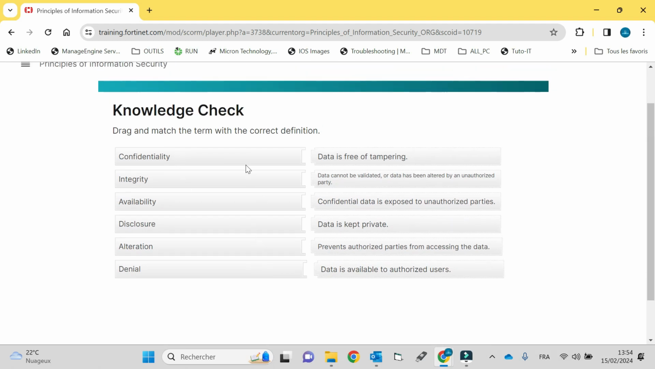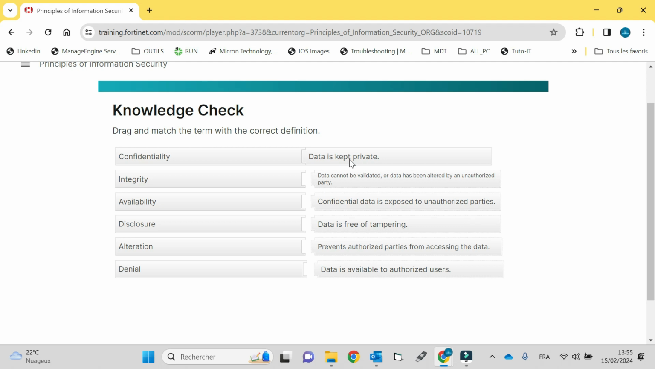Knowledge check. Drag and match the term with the correct definition. What is confidentiality? Confidentiality is to keep data private. So we'll drag this one here. Confidentiality keeps data private.